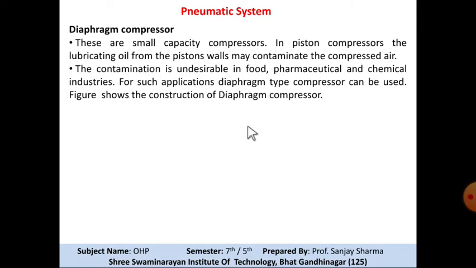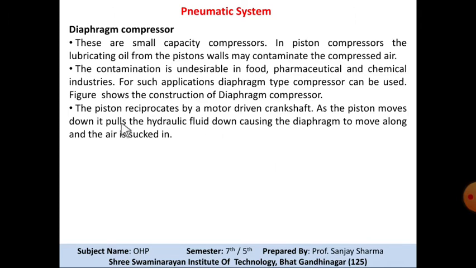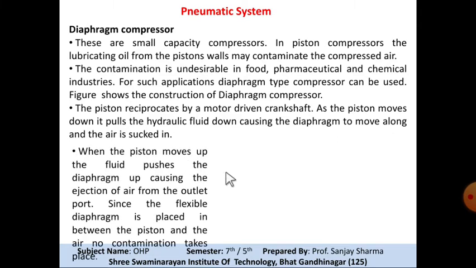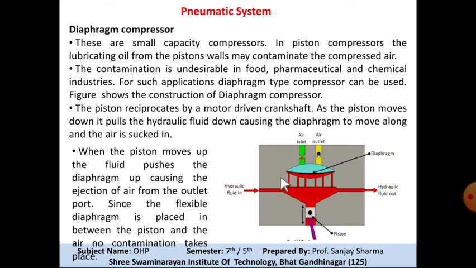The diaphragm type compressor has a piston reciprocated by a motor driven crankshaft. As the piston moves down, it pulls the hydraulic fluid down, causing the diaphragm to move along and the air is sucked in. So you can see here, this is the fluid entering, this is the diaphragm.